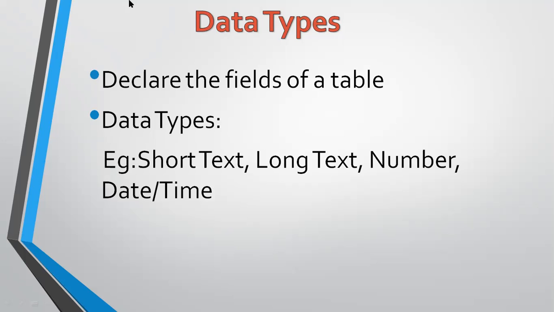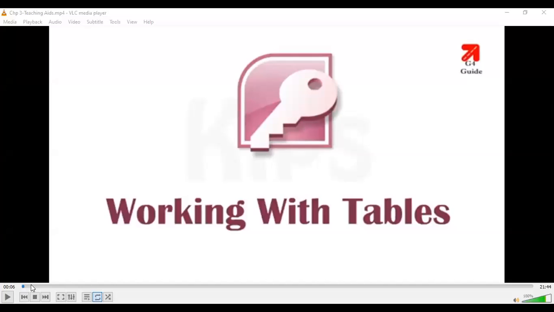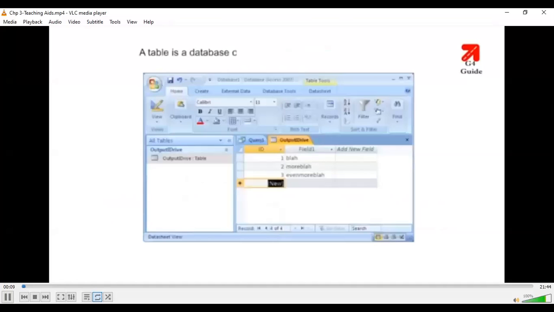Now let's see a small video on working with tables, and then we'll come back to the PPT. A table is a database object which consists of rows and columns. It is used to store information in an organized way. In MS Access, a table can have a maximum of 255 columns with unlimited rows. We cannot have two tables with the same name in a database.